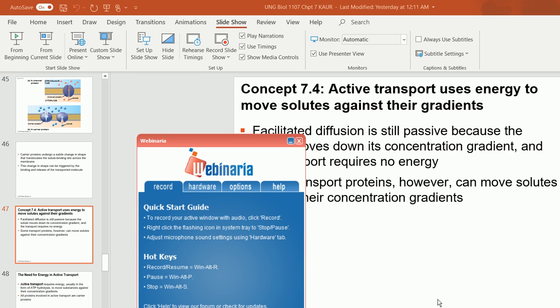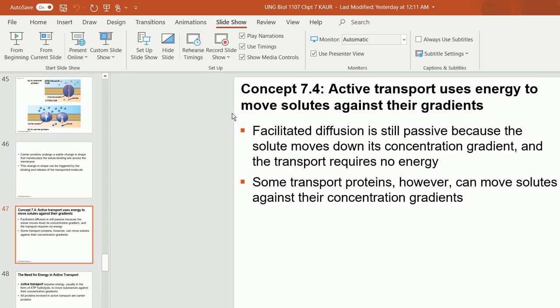Let's continue discussing chapter number 7. And let me go into slideshow mode. Okay, so till now we have discussed passive transport. And now we are going to talk about active transport.